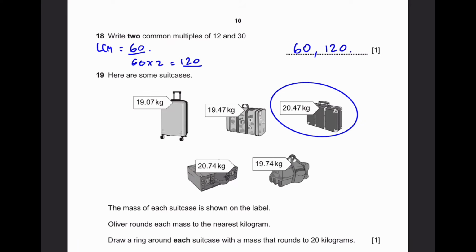But that doesn't make 20, so we don't circle it. And our last one, 19.74. Similarly, we round up to 20 this time, so we circle it. That's our answer. Question 20.